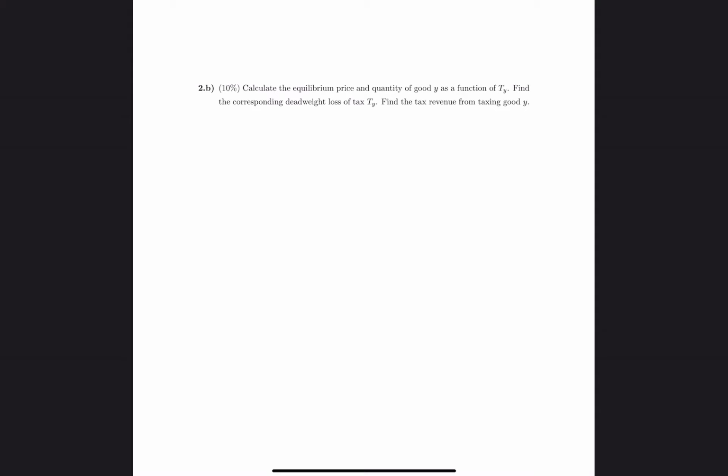Now, in sub-exercise B, we are asked to do the same thing with good Y. So we are asked to calculate the equilibrium price and quantity of good Y as a function of Ty. And again, we are asked to find the corresponding deadweight loss of a tax Ty and to find the tax revenue from taxing good Y.